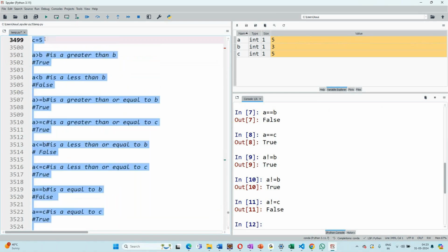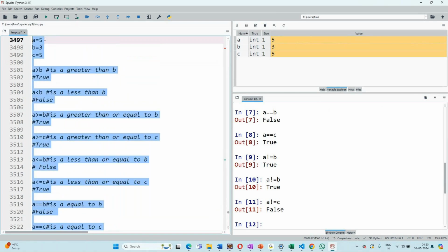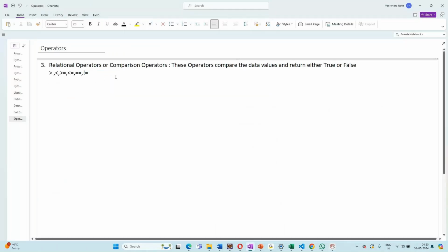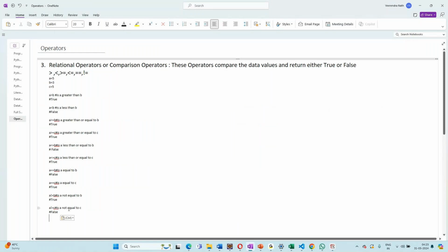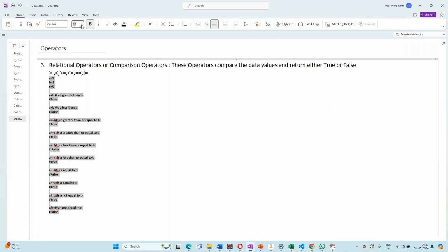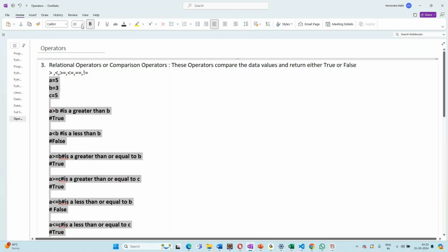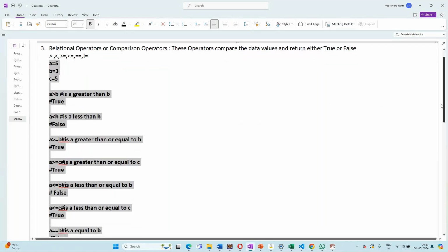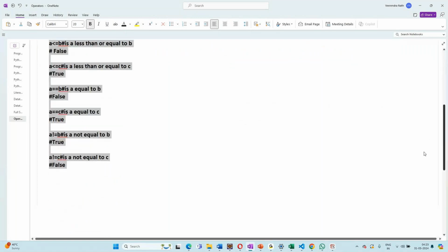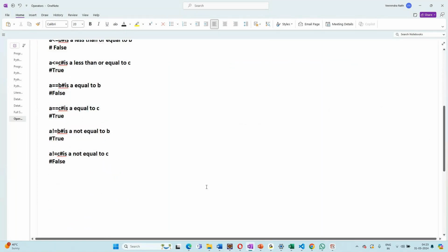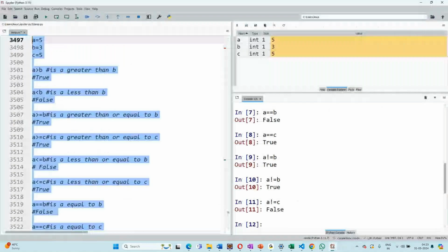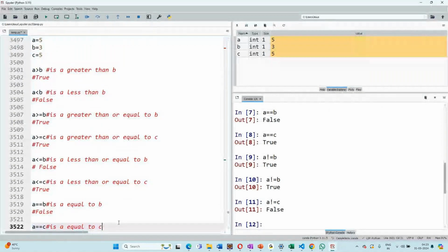So what are these operators basically? These operators are comparison operators. They are comparing the data values. Whenever we say comparing, this is the way that we compare. And in Python we can also use it like mathematics.